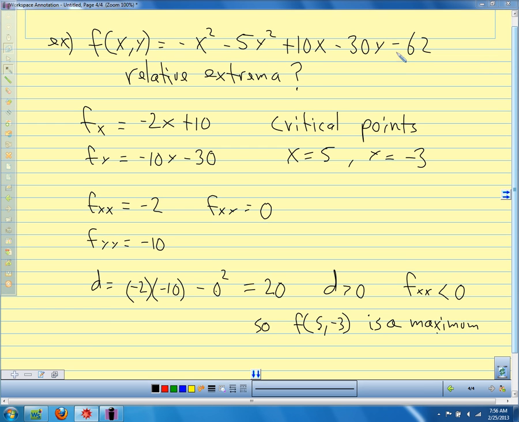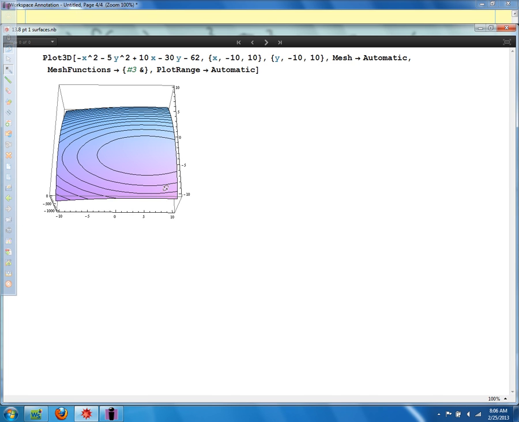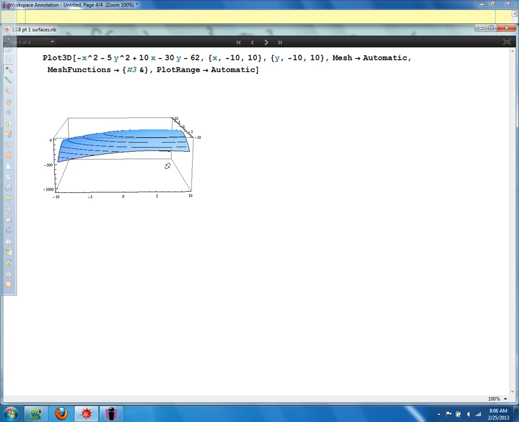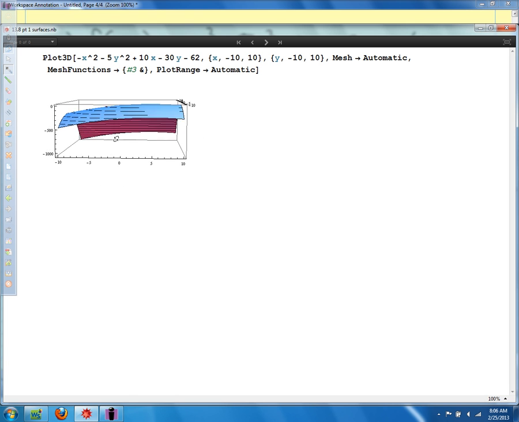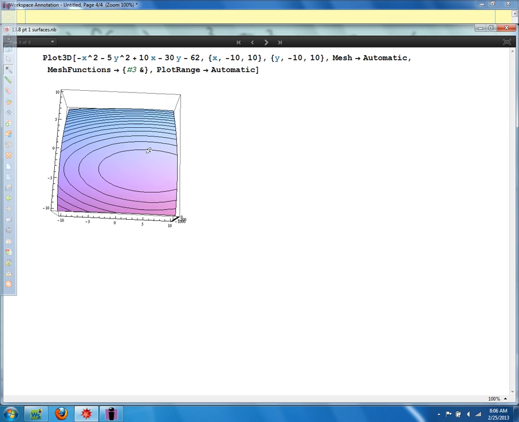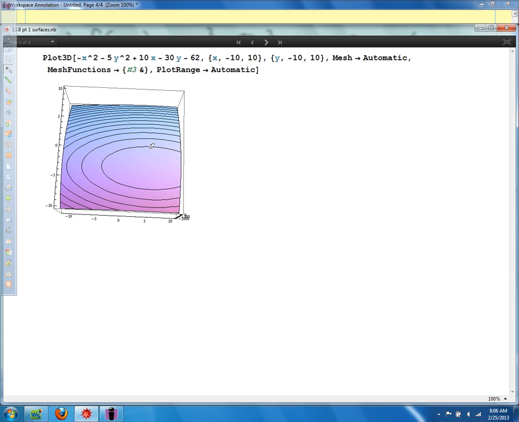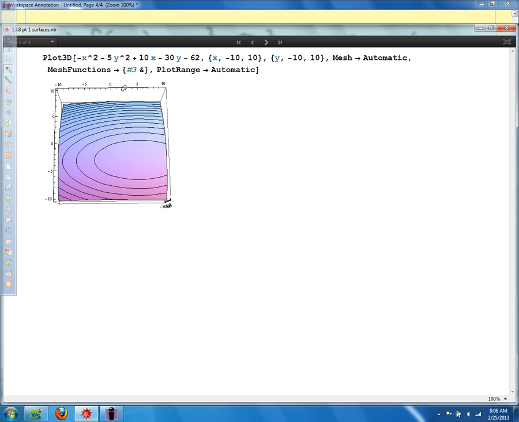So let's look at what this surface looks like and just compare our results to the graph. So here is a graph of that particular function. So we get this kind of curve here, and then if we look here from the top, we get a maximum right up here on the top of this oval. And here we are at 5, is it -2 or -3? -3. So our maximum is going to be right up here on the top of this little piece here.